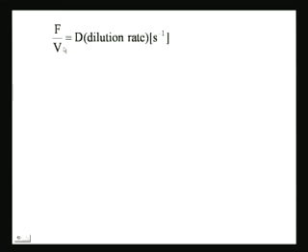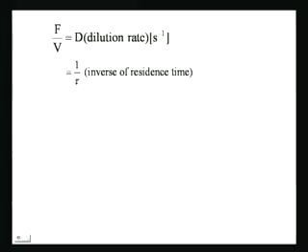So, let us define some quantities first. F over v is called the dilution rate of the cells. What is the unit of F over v? Inverse of time, which means it is the inverse of the residence time of the system. So, F over v is 1 over tau, which is the inverse of the residence time of the system.